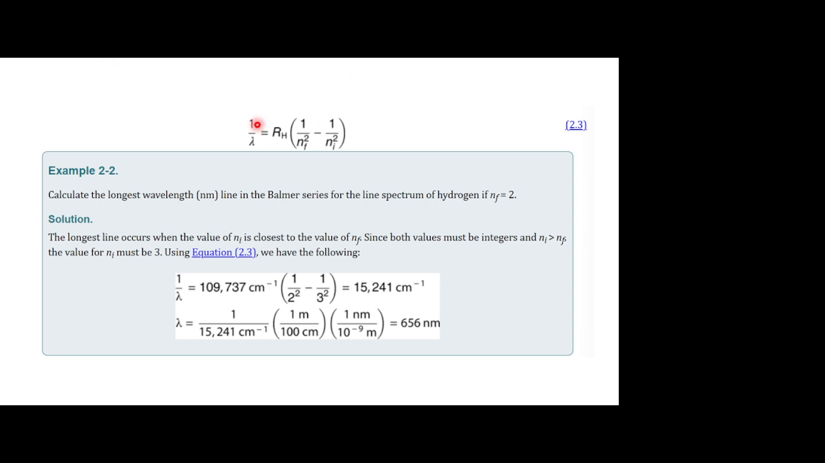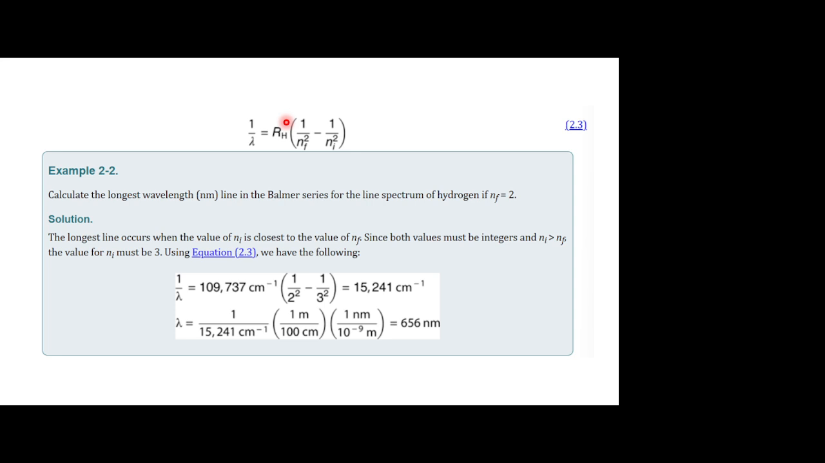All right, so in terms of formula, this is the formula for figuring this out. If we calculate the longest wavelength in nanometers in the Balmer series for a line spectrum of hydrogen, if NF equals 2, the orbitals will go in here. This is a constant. This right here is the wavelength. This right here is Rydberg's constant for hydrogen. There would be a different one for each of the elements because they have different nuclei. It's like different planets have different gravity, to use the orbital analogy.